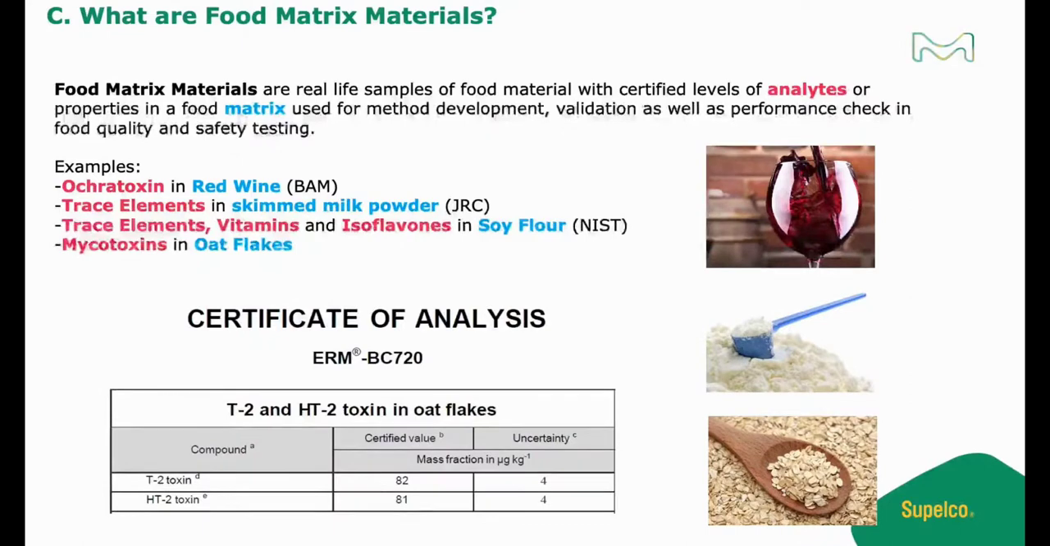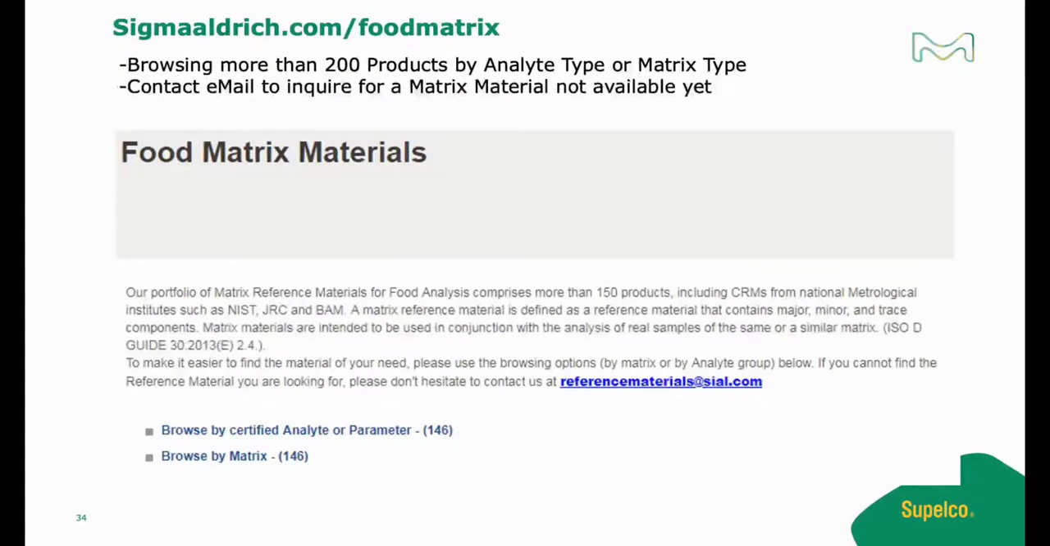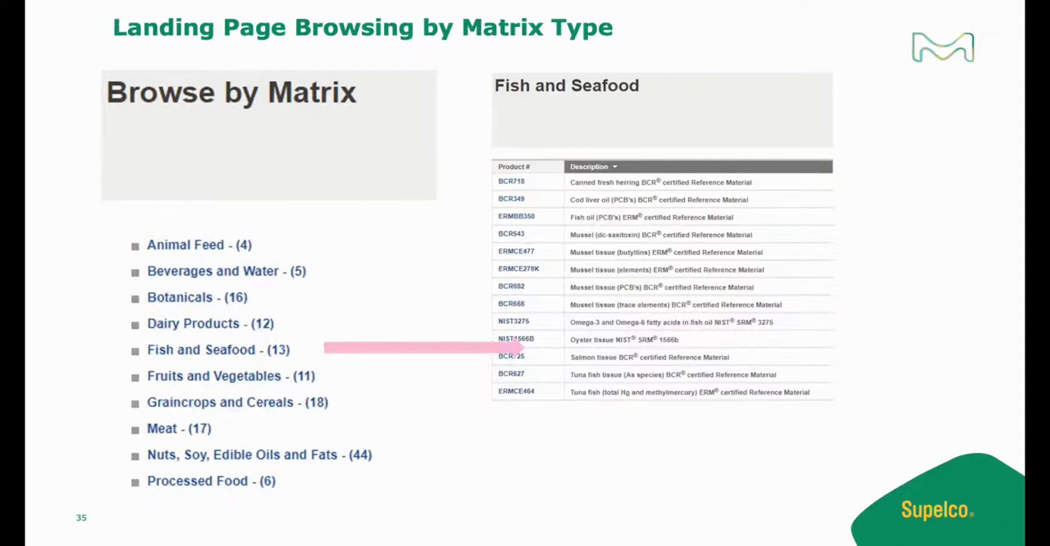The last product group I would like to focus on is food matrix materials. These are real-life samples of different matrices certified for the content of certain analytes, such as mycotoxins in wine or heavy metals in milk powder, or there are countless combinations actually. These materials can be used to develop or validate analytical methods, including the sample preparation step, to correct for matrix effects. To make it easier to find a suitable product among the more than 200 food matrix reference materials in our offering, on our webpage you will find the products listed by analyte type or by matrix type. So if, for example, you are interested in materials for fish and seafood, you can easily find all the related matrix materials that are available.